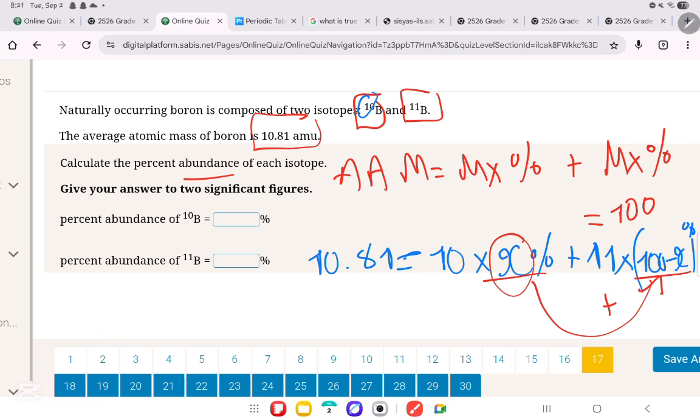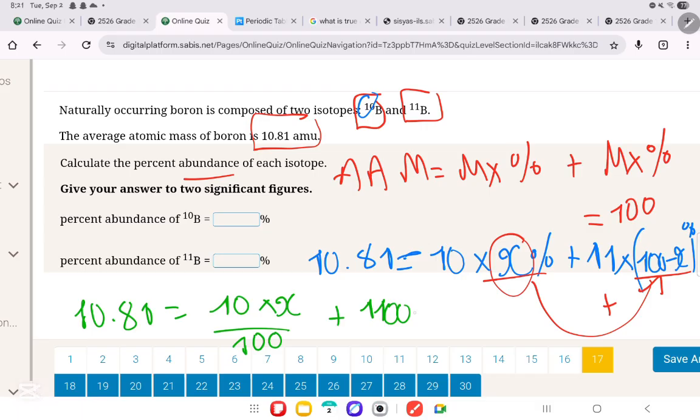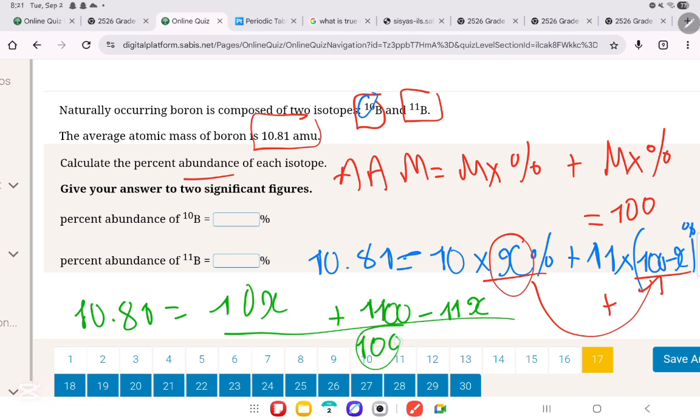Now, let us solve. So it's going to be 10.81 is equal to 10 times x over 100 plus 11 times 100, which is 1100, minus 11x, over 100. Now, you can combine them together because they have the same denominator, and when they have the same denominator and it's addition, you can combine them. Now, you'll move this to the other side. So now it's 10.81 times 100. This will give us an answer of 1081.